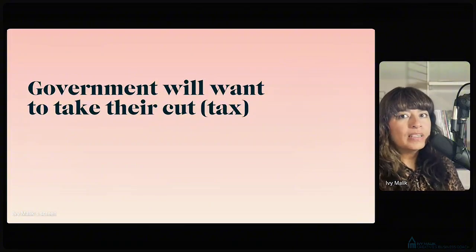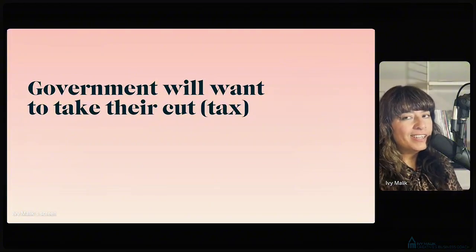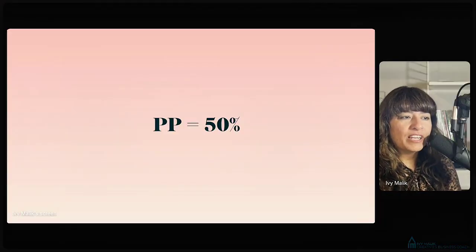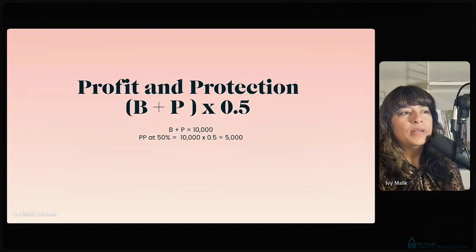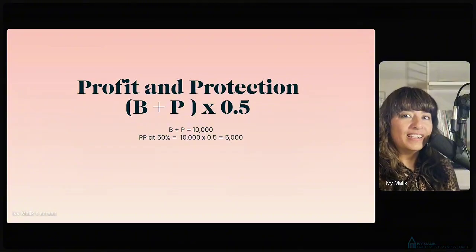Now, we all know that the government will take their cut, and their cut we call tax. So you want to account for profit and, of course, whatever the taxman wants. So we're going to call this profit and protection, and I've allocated a flat fee of 50%. Now, the flat rate of 50% has 25% accounted for corporation tax and a profit cushion of 25%. If you consider that your profit and protection is 50%, your next step is to calculate what that is.